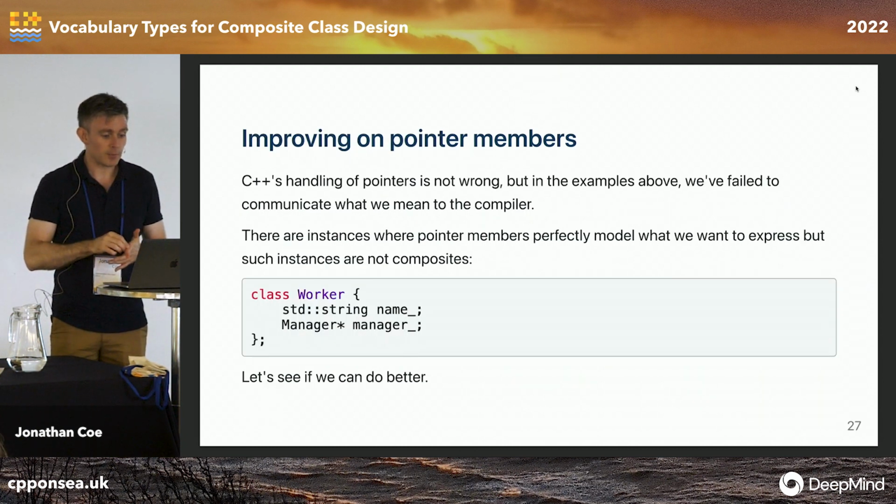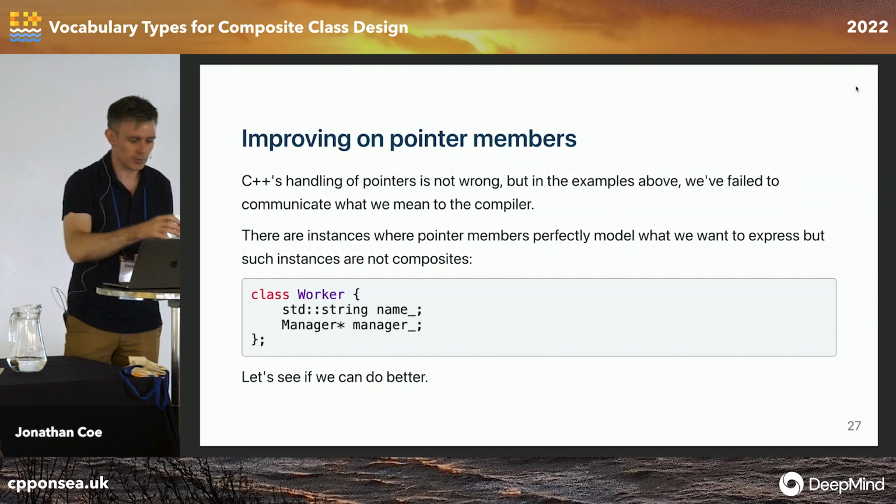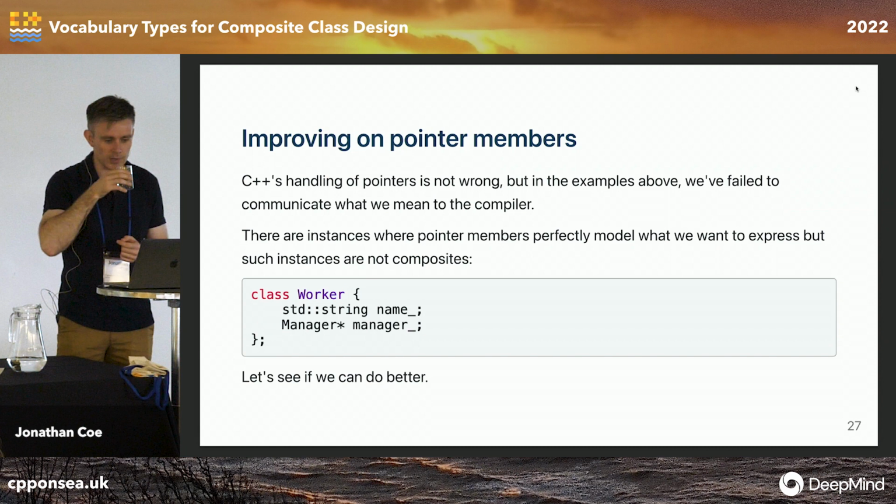So C++'s handling of pointers is not wrong, but in the examples above, we've really not accurately communicated what we want to the compiler, and the compiler's doing its job. It's right. And there are instances where pointer members are absolutely the right choice, but these things aren't really composites.